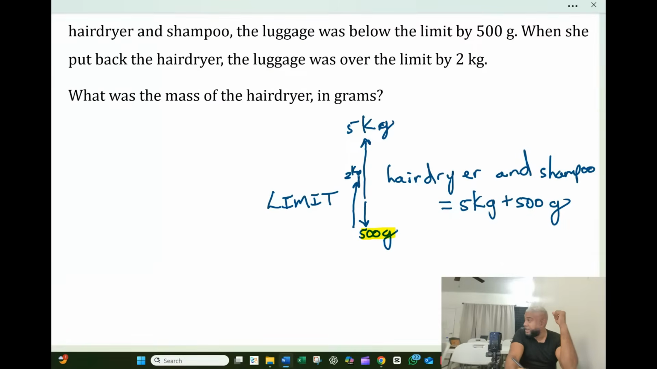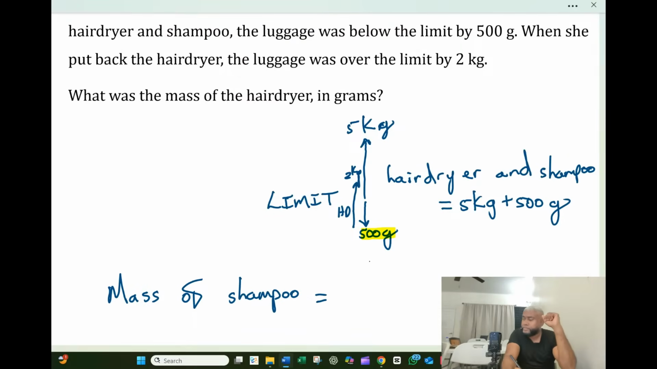kg, right? So that is the hair dryer. So in order to get the mass of the shampoo, what can I do? The mass of the shampoo will be what? So this will be the mass of shampoo. What can I do? Take away. Take away what? 5 take away 2. That's what you'll have. 5 take away 2 to get 3.